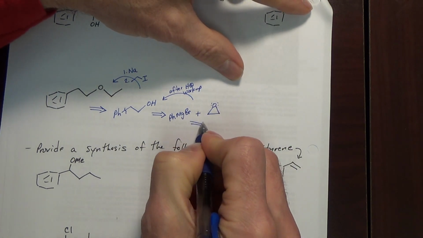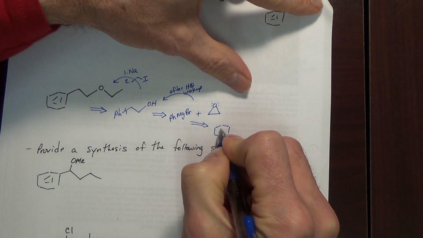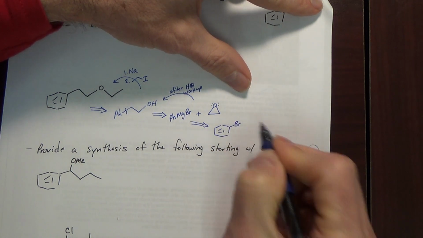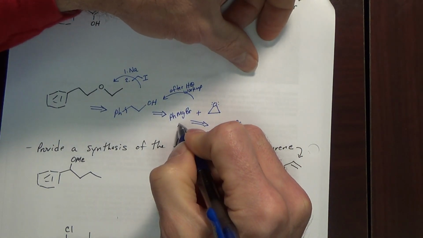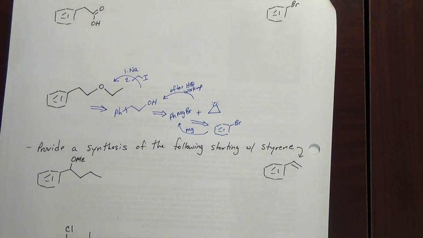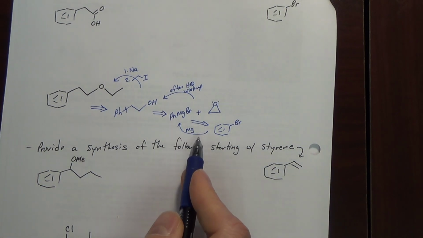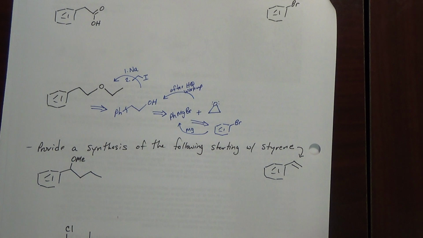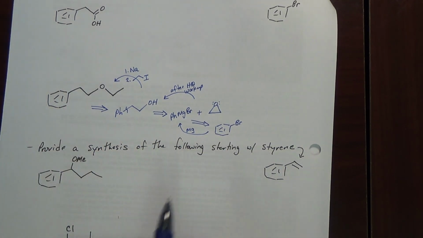And then we can go back. How do you make this Grignard? Well, that's going to be bromobenzene, and we would react this with magnesium. Now you'd probably use ether or THF, but you don't always have to show solvents in your synthesis. You certainly could if you want. I did not show it here. So there you go. There's a synthesis of this molecule starting with bromobenzene.